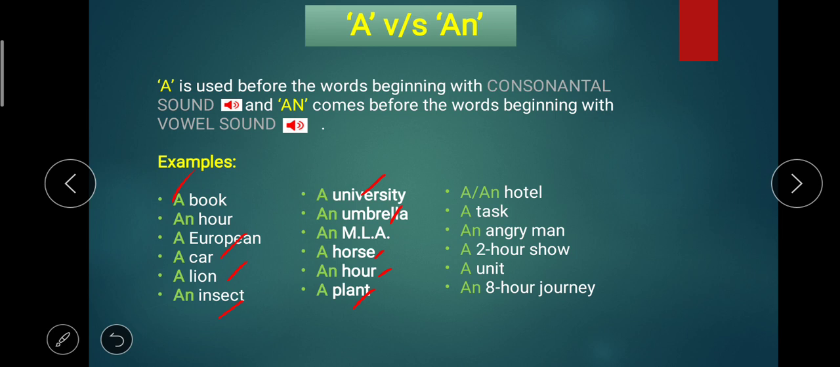So be careful. A task, an angry man, a two-hour show, a unit, and an eight-hour journey. Eight, the first sound is a vowel sound. So in this way, the choice between a and an depends on the first sound of the word they are used before. If it is a consonant sound, use a. If it is a vowel sound, then use an.